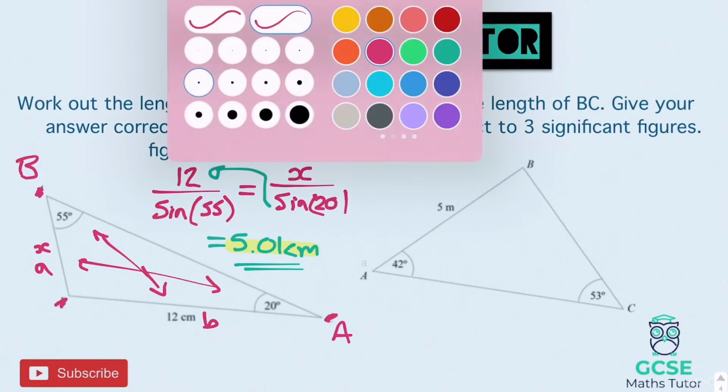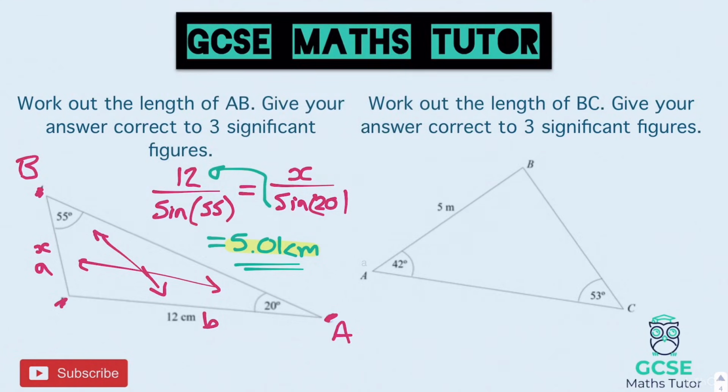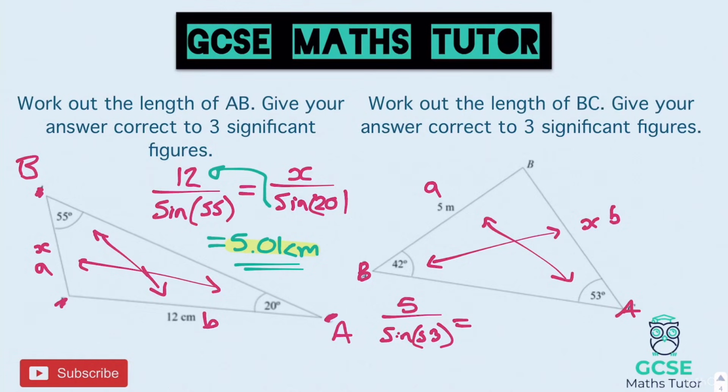Okay, I'm doing minimal working out on the screen here just to save some space. Moving on to the next one, we've got a pair of opposites here. So let's again forget about the letters on the outside, I'll call that A and A. And then we're looking for the length BC, which is over here, and that's opposite the 42. So there we go, we've got big B and little b over here. Plugging those values into the sine rule then, we've got 5 over sine 53, and that is equal to x over sine 42.